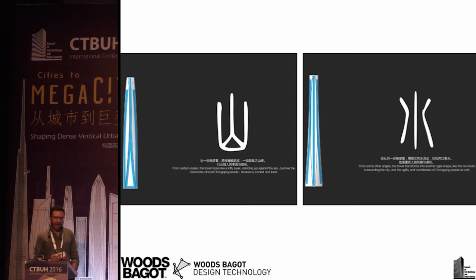Both dualities in the inhabitants of Chongqing, as well as dualities in the landscape of Chongqing. It's surrounded by mountains, and yet it's on the river. So we actually found that we could relate the building form to some Chinese characters to start to discuss that difference between, from one perspective of the tower, you have the mountain, and from the other perspective, you have the water.